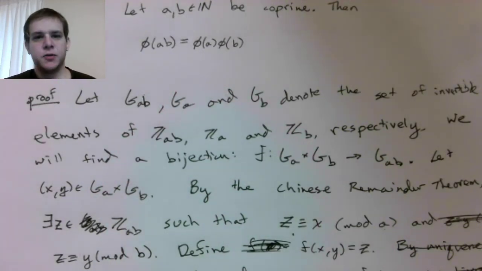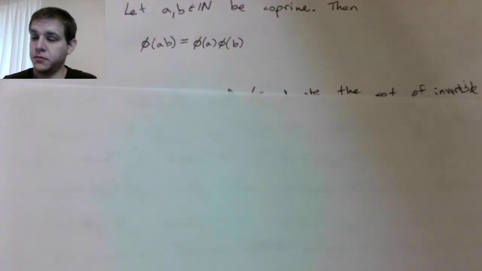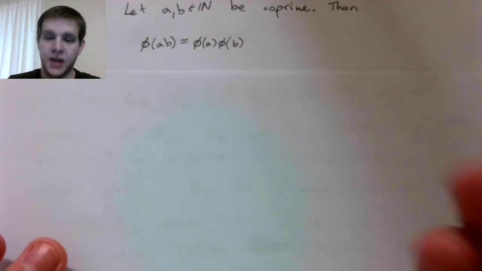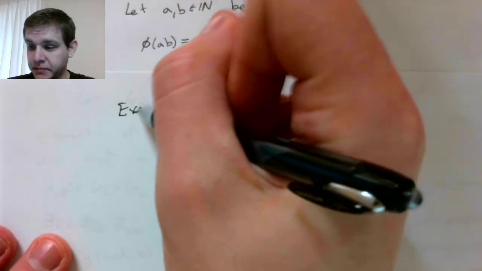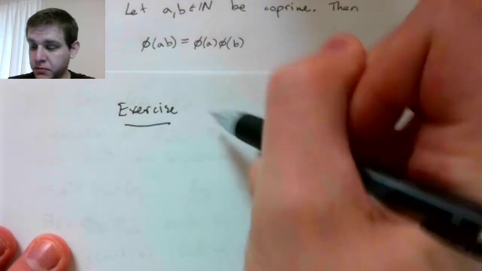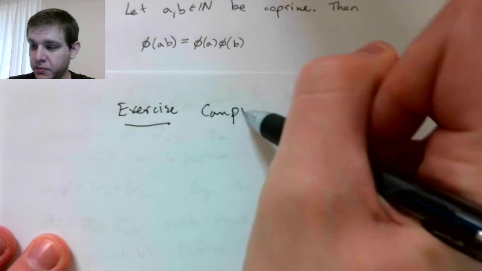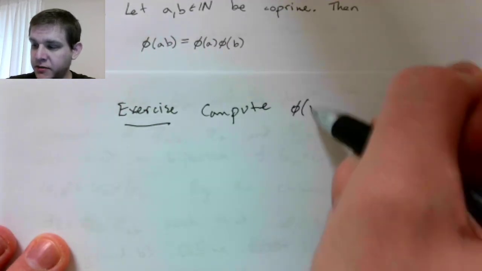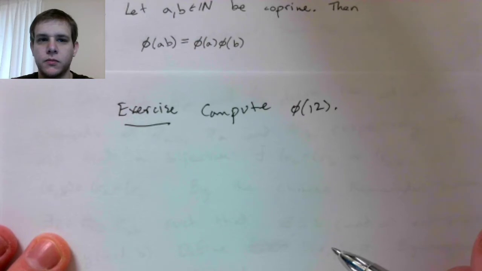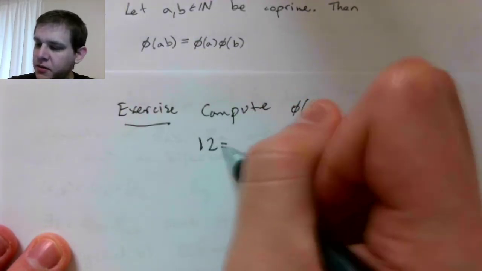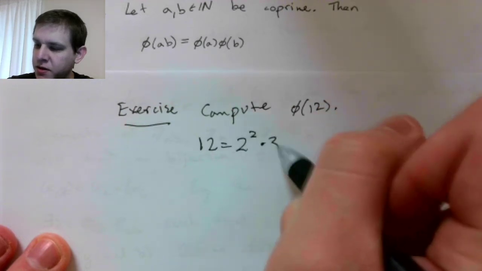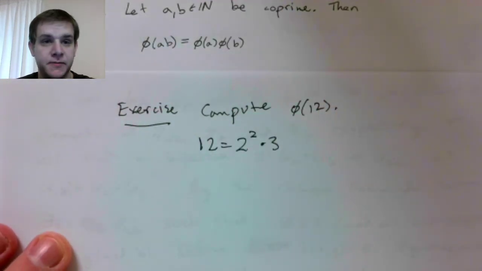Okay, so let's see this proof in action and check that it actually works. And also see how to apply the last two theorems, in fact. So let's try this exercise. Compute phi of 12. Well, the thing to do here is to write 12 using its prime factorization. So it's 2 squared times 3. Yes, 2 prime factors.